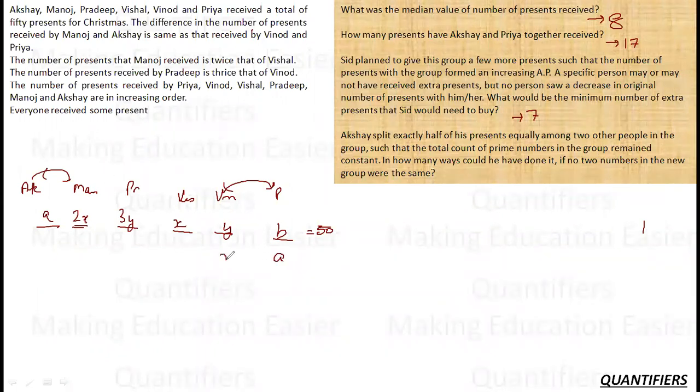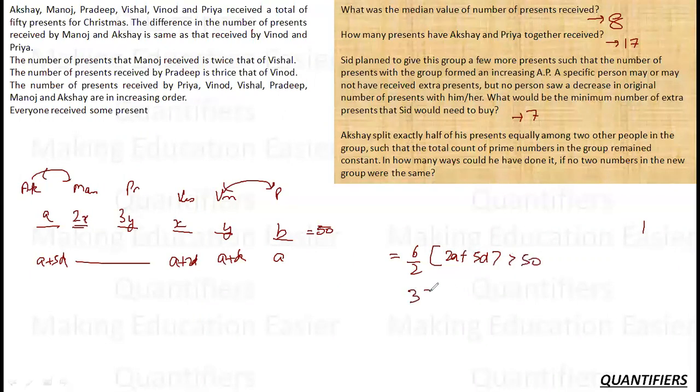Let's say this is an AP: A, A plus D, A plus 2D, so on, up to A plus 5D. Now, what is the sum of this AP? The sum of this AP is greater than 50, obviously, because I have to add on something. The sum of an AP is n by 2, which is 6 upon 2, times A plus L. L is A plus 5D, so 2A plus 5D. This sum is greater than 50. So 3 into 2A plus 5D is greater than 50.